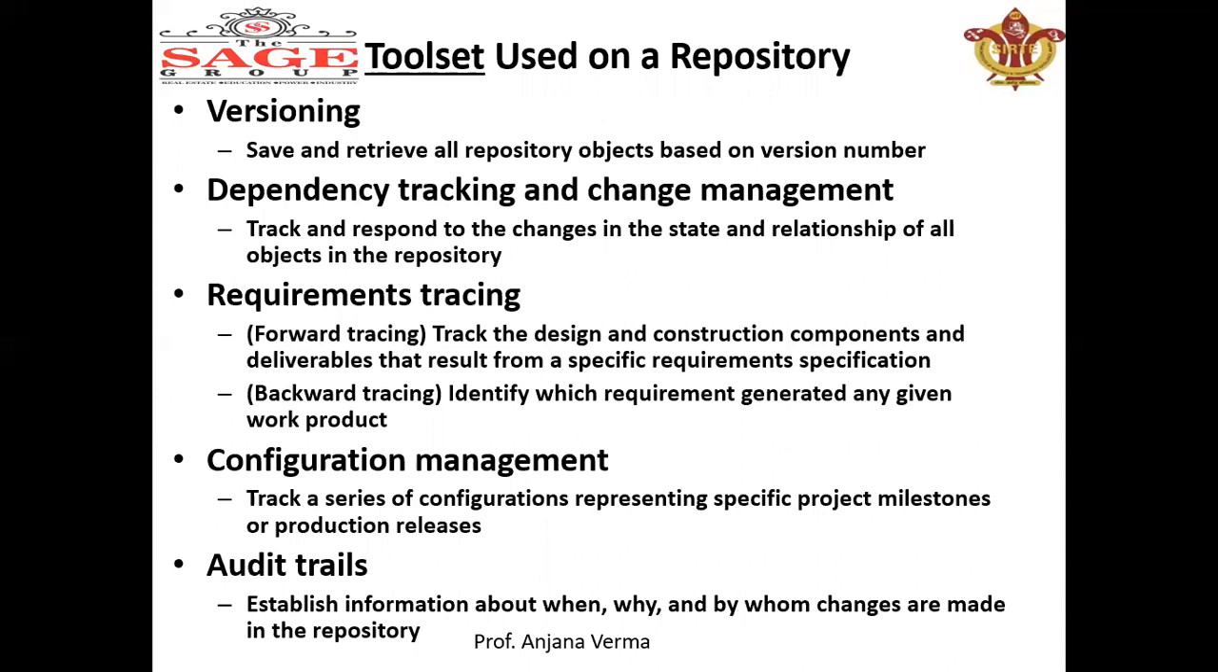Track and respond to the changes in the state and relationships of all objects. Wherever the change has happened, and whatever is related to that item, the track should be maintained. Looking at that track, all change management should be responded to, and they are informed. Like when you open a website, if new things happen, you have seen that it is highlighted, and then you can see that change. Similarly, all data and tools dependent on that change should be highlighted or tracked.